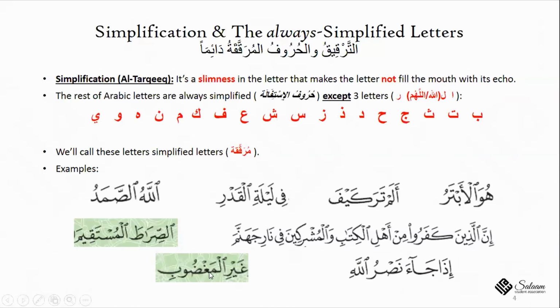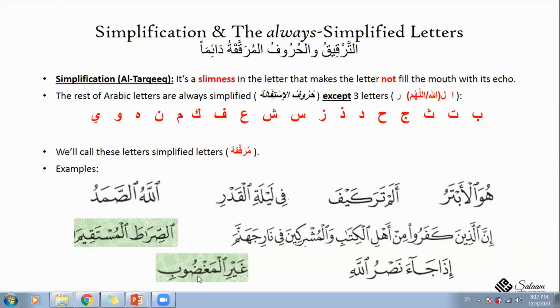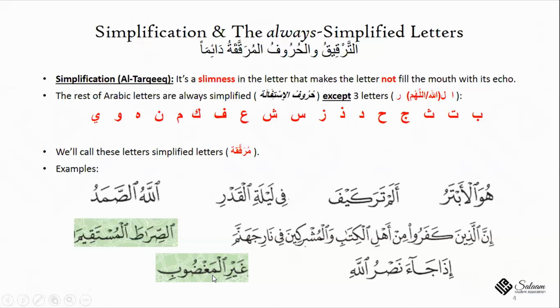Here again غير المغضوب. Meem here should be مرققة, and we have ghain after it. That's why it's hard. Ghain is مفخمة, magnified. Meem is مرققة, simplified. Here you should say المغضوب. Don't say it with a magnified meem, that is not good. You say المغضوب.